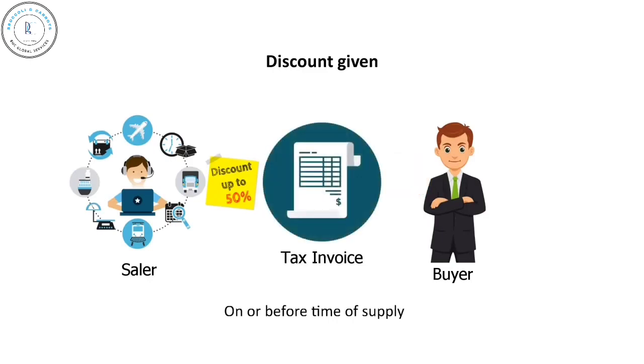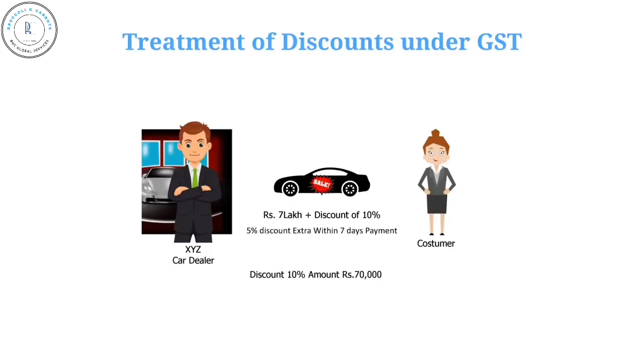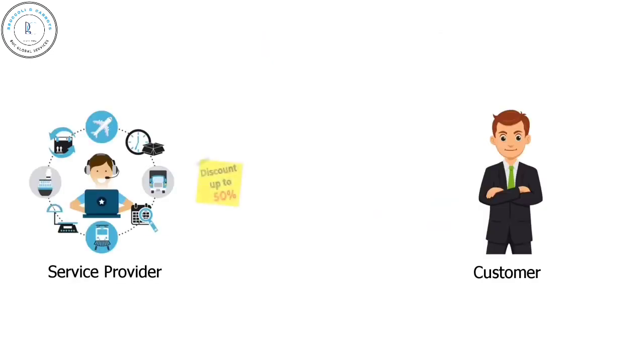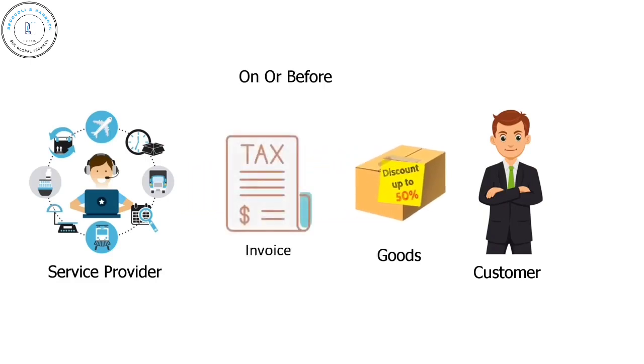After supply but it was known before, at time of supply, and can be linked to relevant invoice. Today we shall be discussing the concept of treatment of discounts under GST. If discount is given on or before time of supply and recorded in tax invoice, it will be allowed as deduction from transaction value. Example 1.